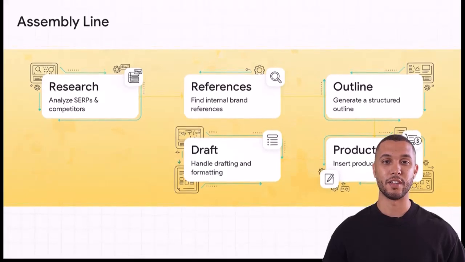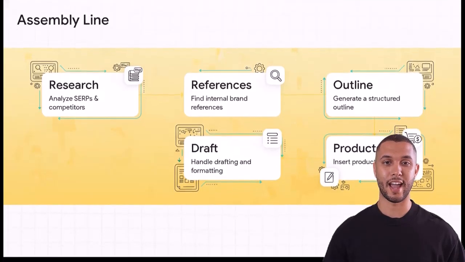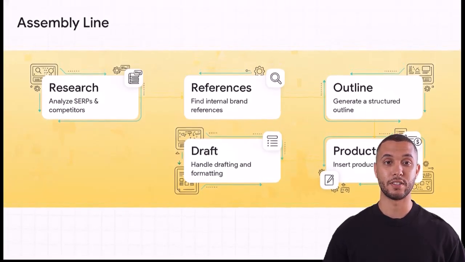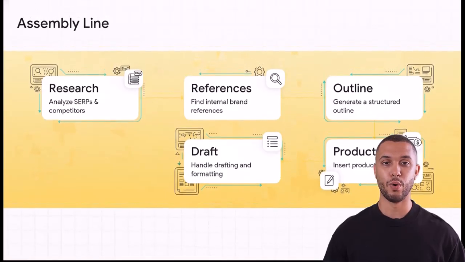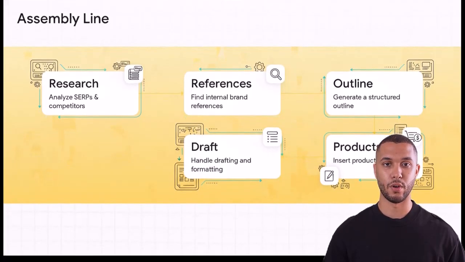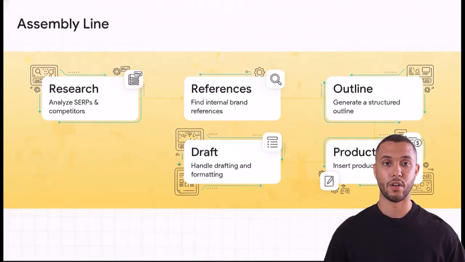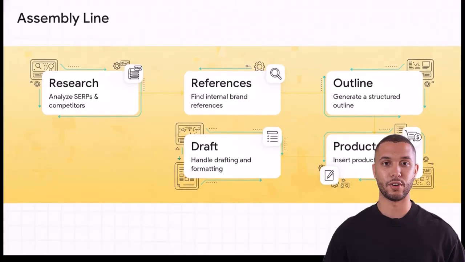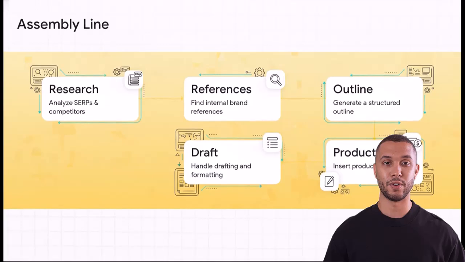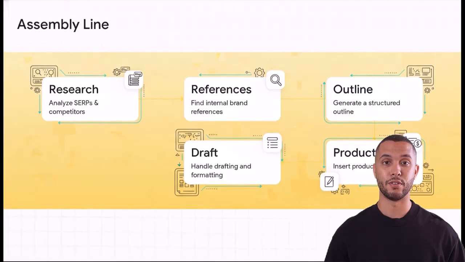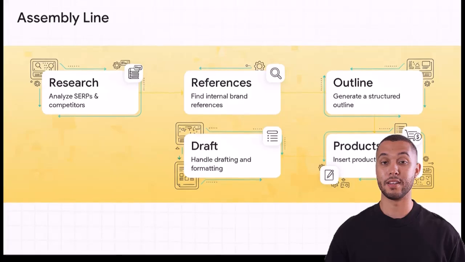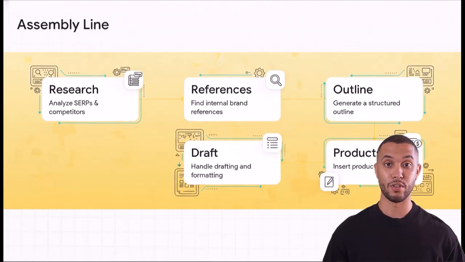It's honestly just like a digital assembly line. The AI acts as a crew of specialized workers passing a folder down the line. Worker 1 researches the search engine results. Worker 2 digs up internal references from your own blog to keep the brand consistent. Worker 3 creates this highly structured outline. Worker 4 hunts for natural places to drop in product mentions. And then Worker 5 finally handles the drafting and formatting. It is systematic, it's logical, and it works flawlessly.